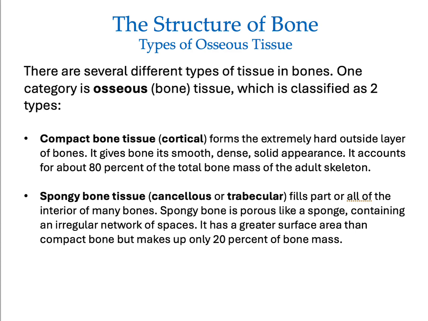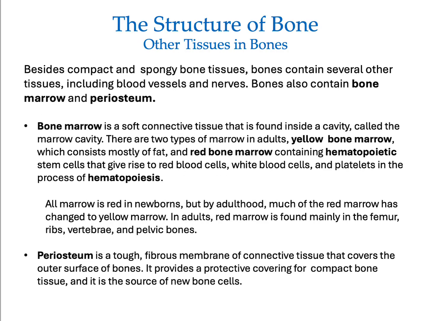Then there is spongy bone tissue called cancellous or trabecular, and it fills part or all of the interior of many bones. Spongy bone is porous like a sponge, containing an irregular network of spaces. It has a greater surface area than compact bone, but makes up only 20% of bone mass.